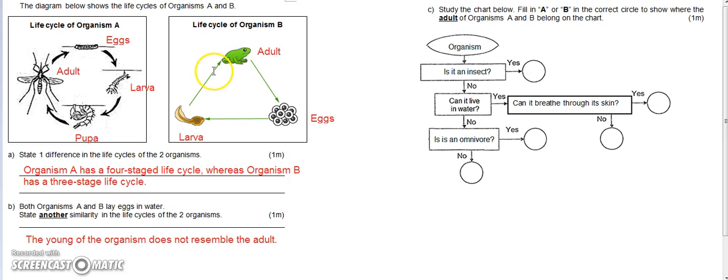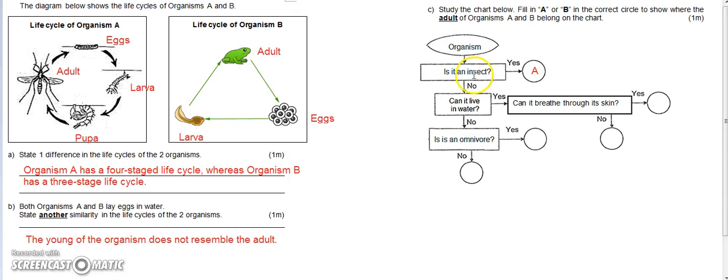Organism B is clearly not an insect. It has only 4 legs. So is it an insect? Yes, it should be A. A should be here. Am I right? It's very easy.